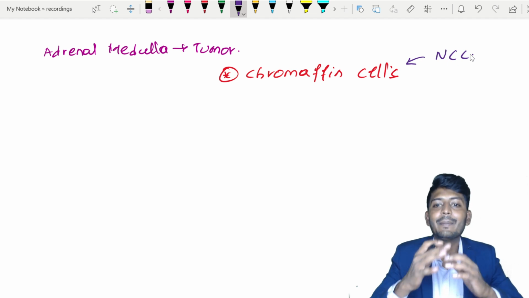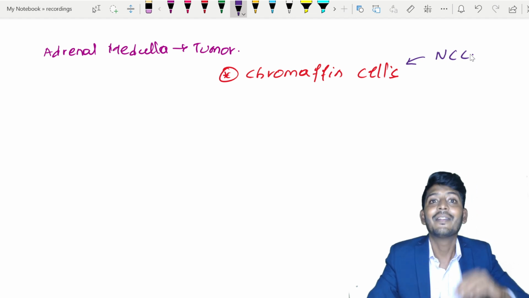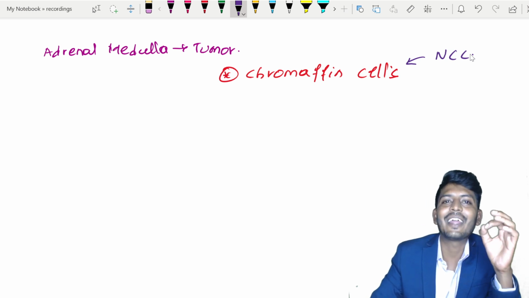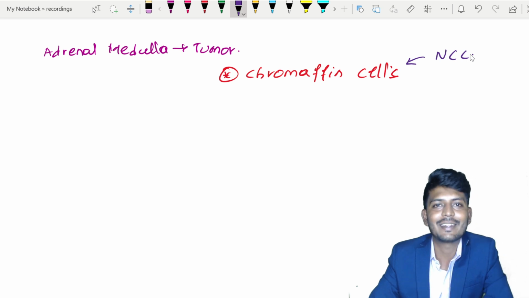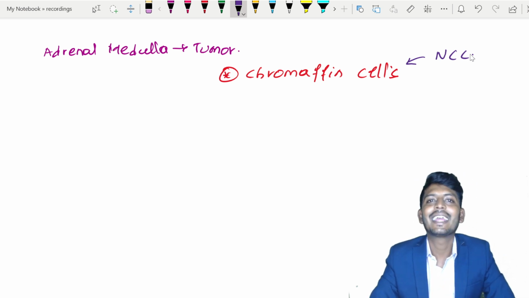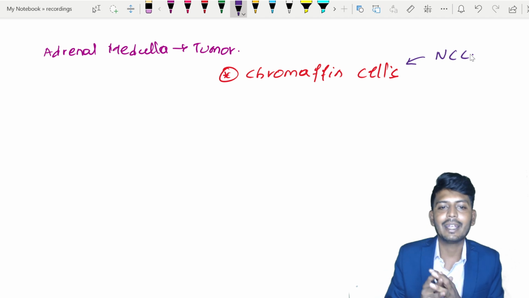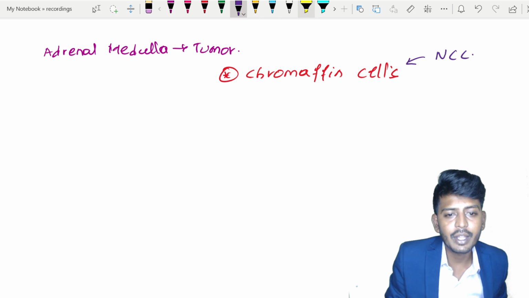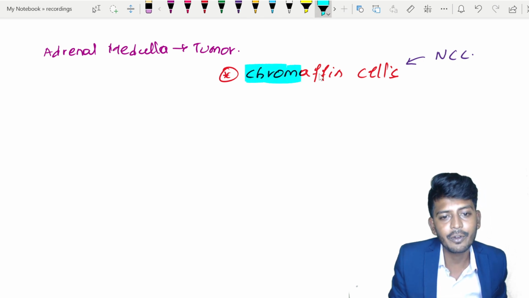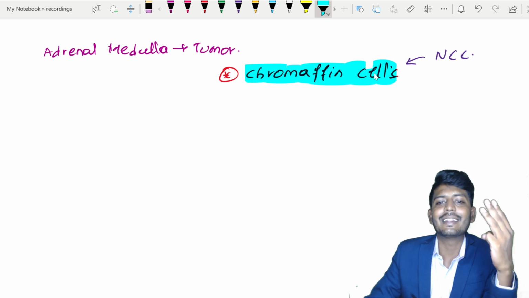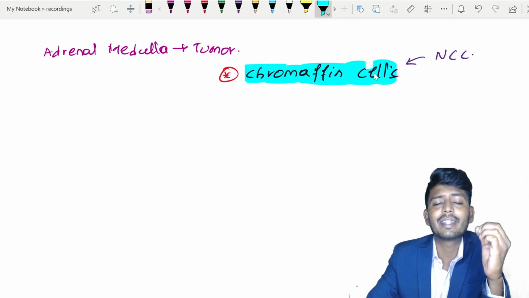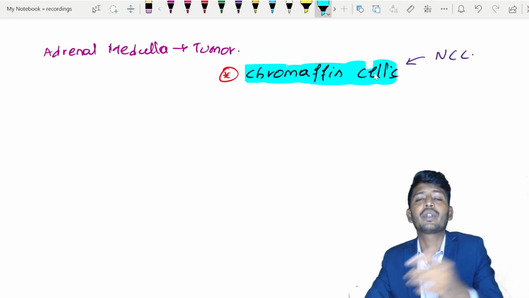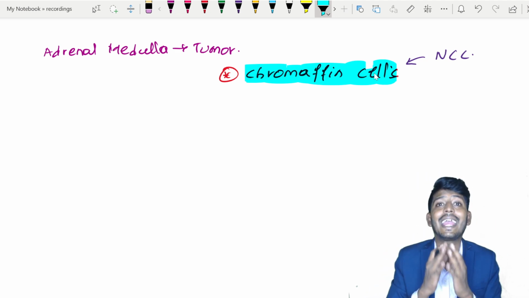Let me tell you other derivatives of neural crest cells. That includes your C cells. Where are C cells located? They are located in the thyroid gland, also called parafollicular cells, which are responsible for the production of calcitonin. Apart from that, neural crest cells also produce melanocytes, and your chromaffin cells, which compose the adrenal medulla. So the three most important things made from neural crest cells are chromaffin cells, melanocytes, and C cells. This is a very potent MCQ; an 'all of the following except' question can be asked.